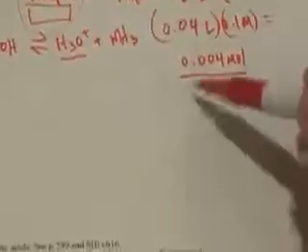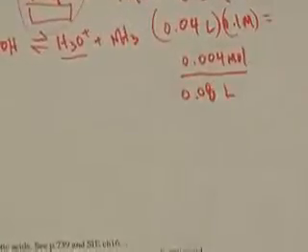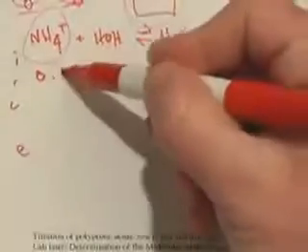You can see that when I divide both sides by 0.1, the 0.1s will cancel and my volume of acid is 40 milliliters. So 40 milliliters for the acid, 40 milliliters for the base, 40 plus 40 is 80. So when I find the concentration, I'll divide 0.004 by 0.08 because it's 80 milliliters. And so my concentration of NH4 plus at the equivalence point is 0.05 molar.